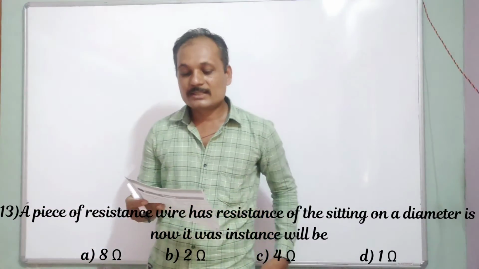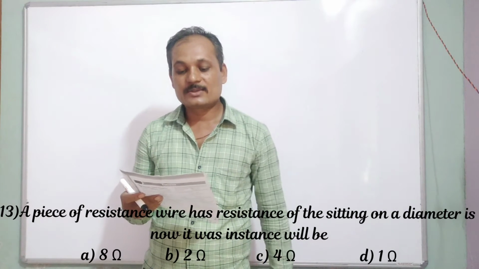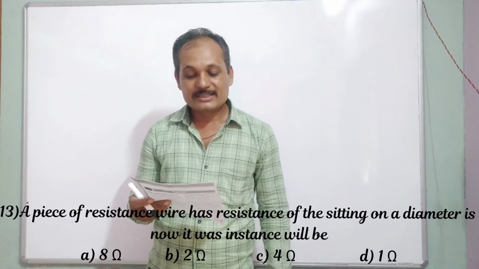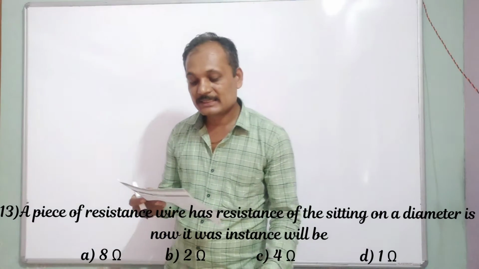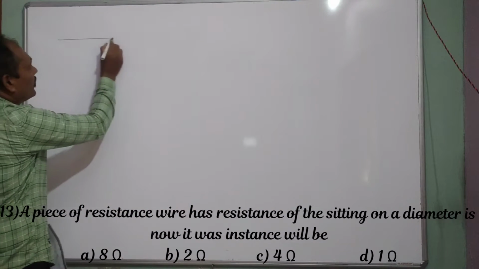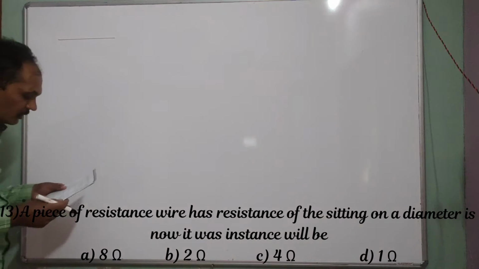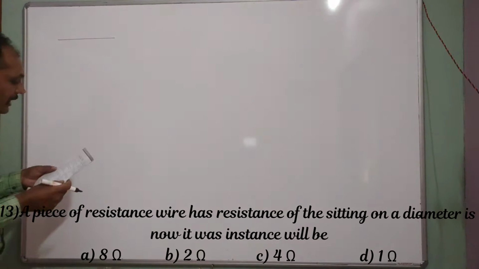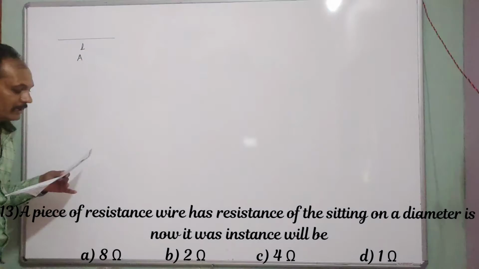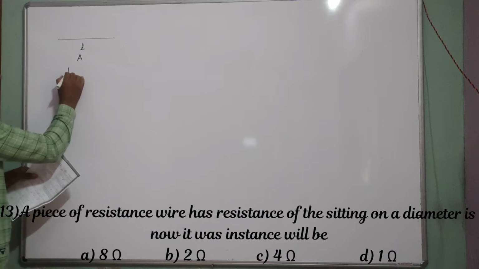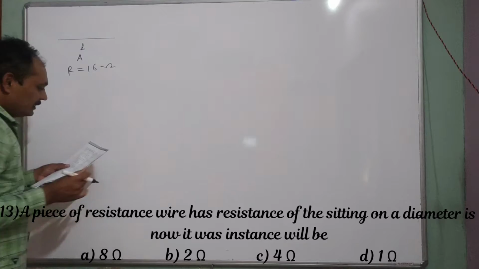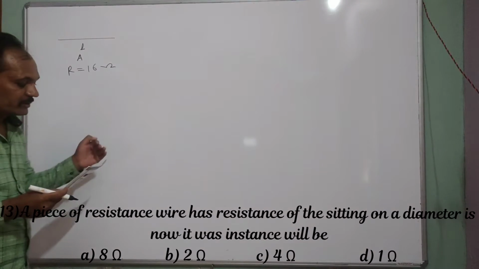A piece of resistance wire has a resistance of 16 ohm. Its diameter is doubled. Then its resistance will be? Listen here. This piece of wire has length L, area A, and resistance R equal to 16 ohm. Then the diameter of this wire is doubled.